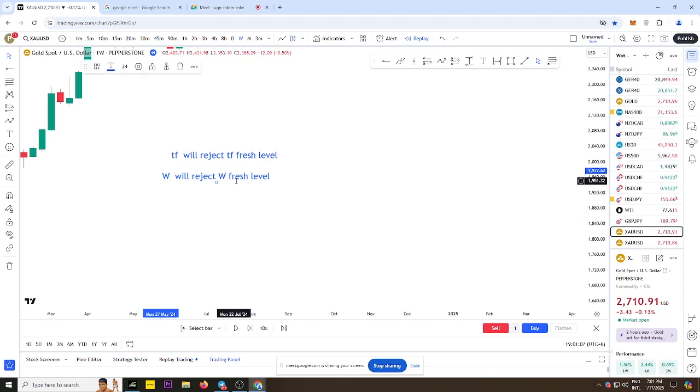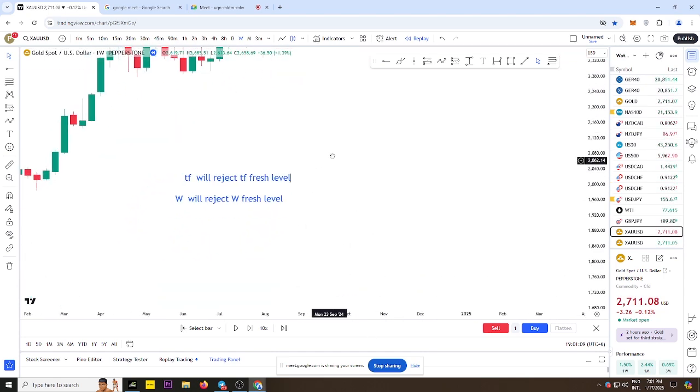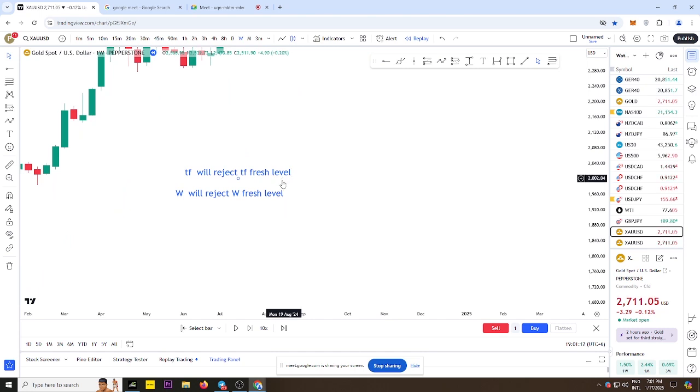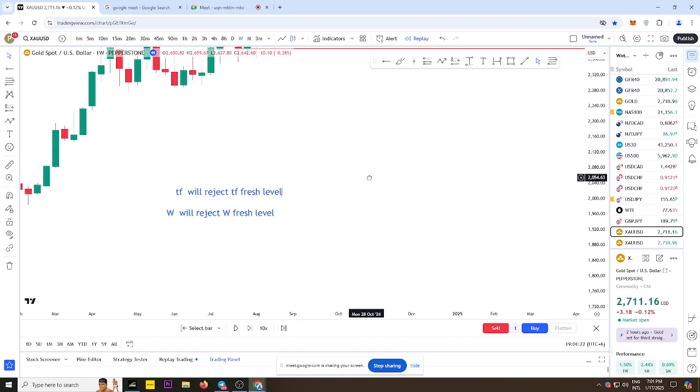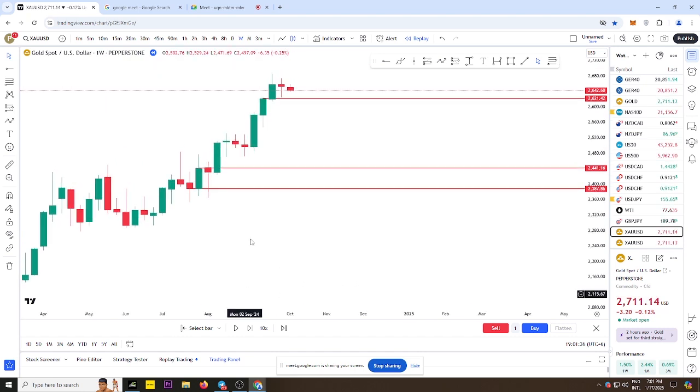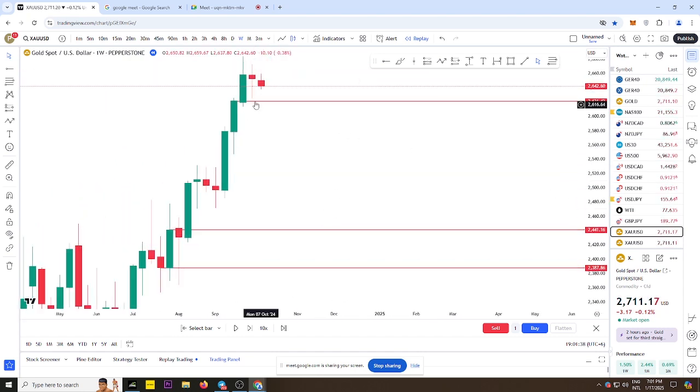Weekly will reject weekly fresh level. So time frame will reject time frame fresh level. That means the time frame will reject, meaning tapping the fresh level. Let me explain. Time frame means any time frame. We are watching weekly, so we are just replacing time frame with weekly. That means weekly candle will reject weekly candle fresh level.